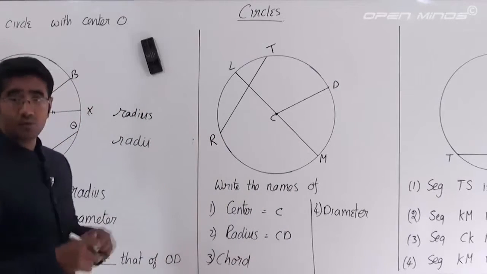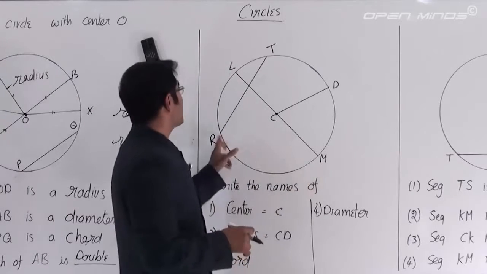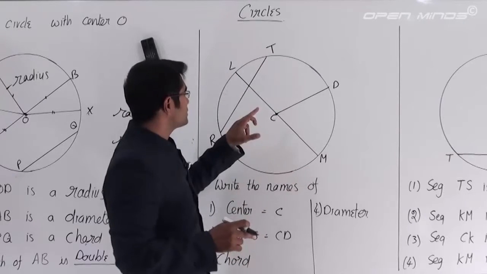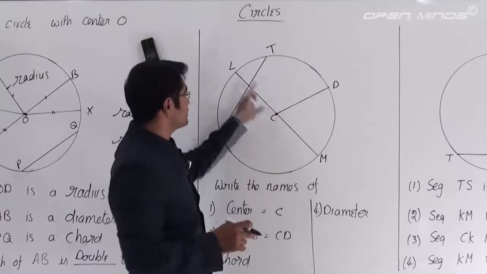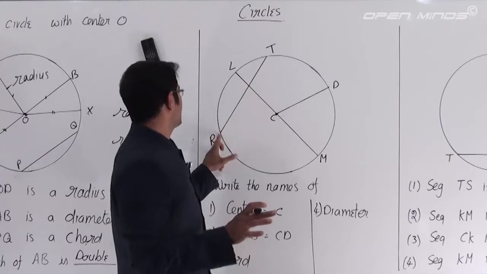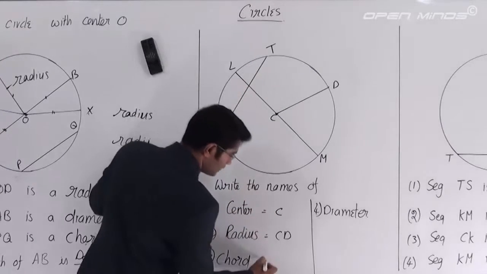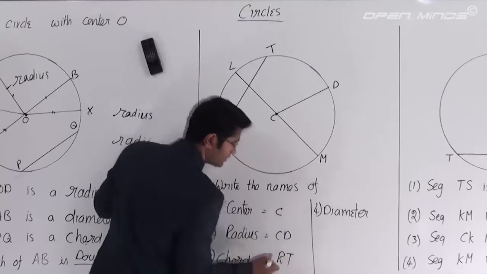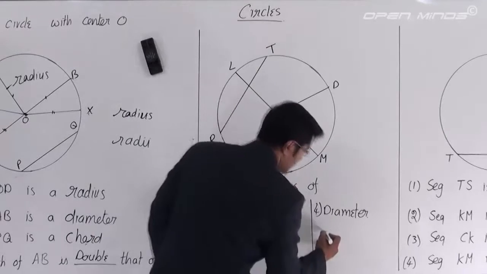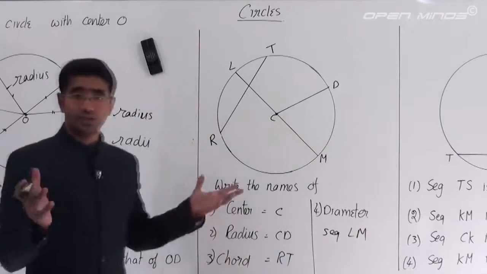What else? Chord. We have two lines which cut the circumference. One is LM and one is RT. Which one of these is a chord? We know that LM is a line which is passing through the center and cutting the circumference, so that becomes a diameter. A chord is a line which cuts the circumference, but does not pass through the center. So I can write segment RT is the chord, and segment LM is the diameter. That's all about it.